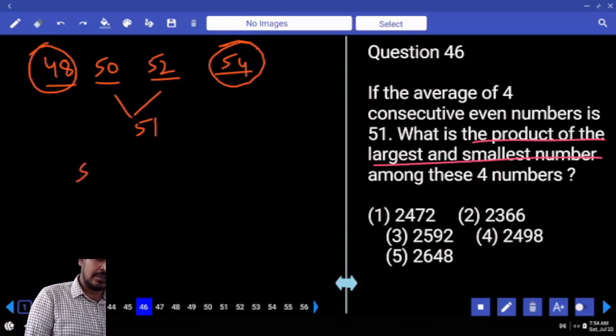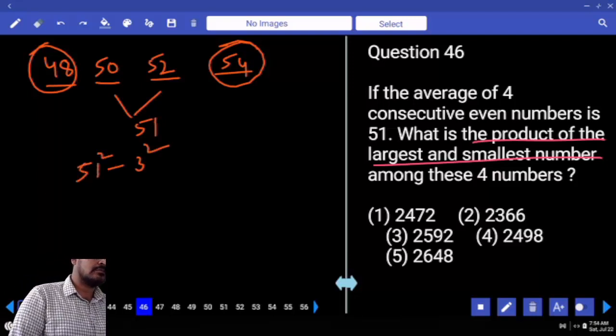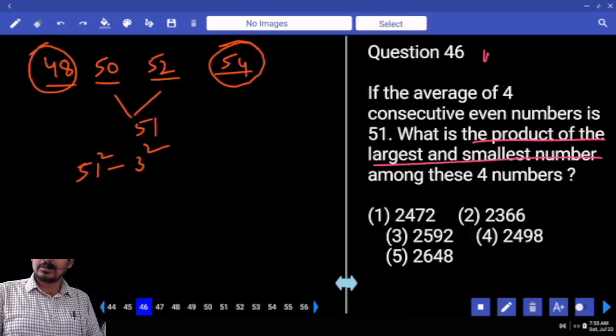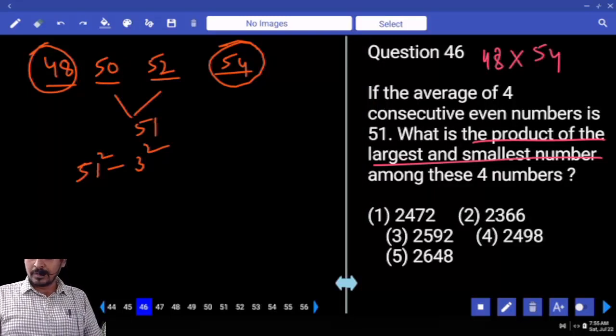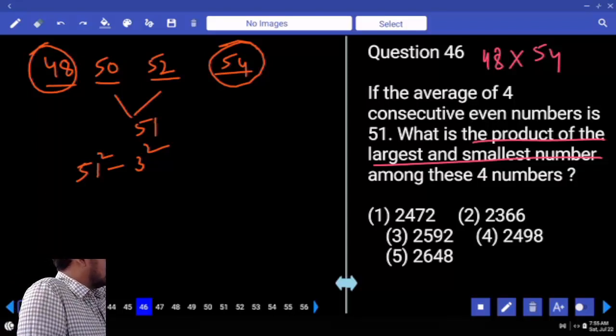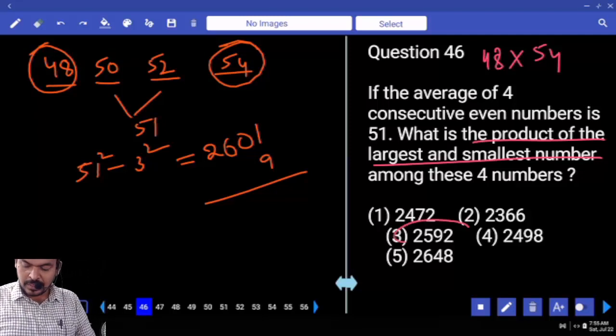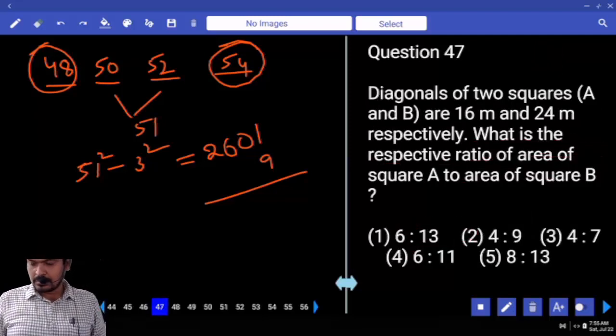This one we write as 51 square minus 3 square. A minus B into A plus B. A minus B means 48. A plus B means 54. We required the product. 48 into 54. 48 means we write 51 minus 3. 54 means we write 51 plus 3, which is the A square minus B square formula. What is the 51 square? 2601. 3 square is 9. What is the difference? 2592. Next question number 47.